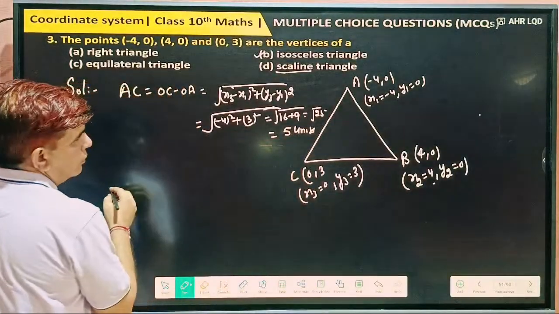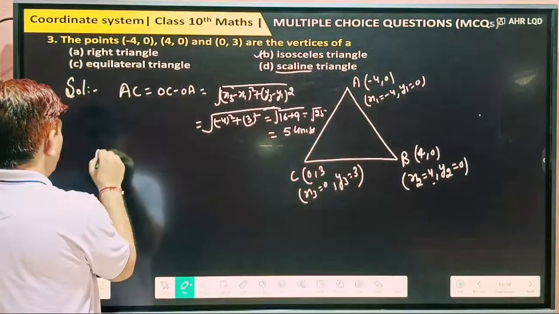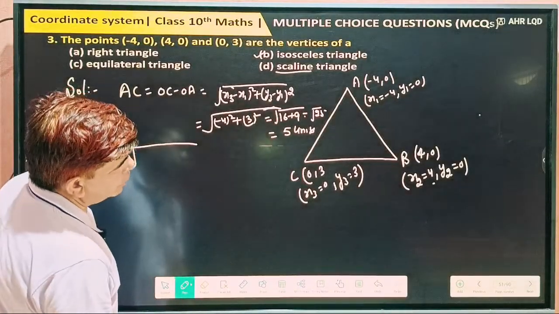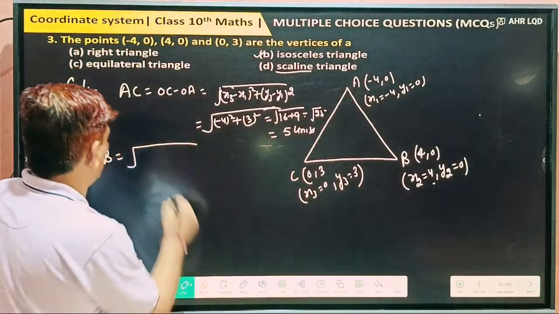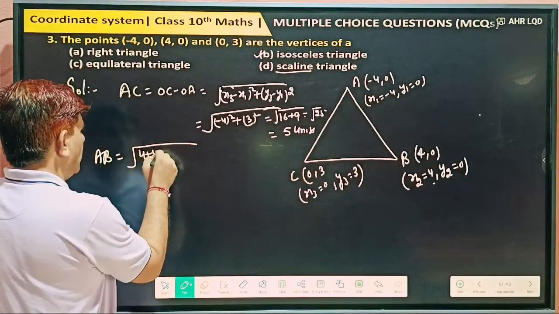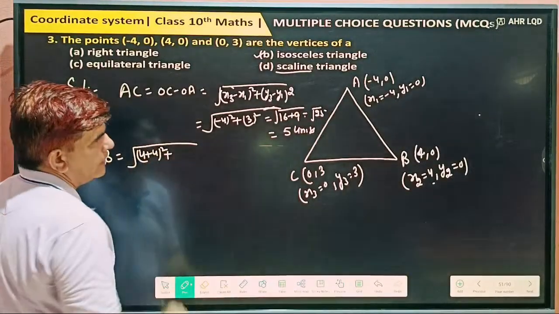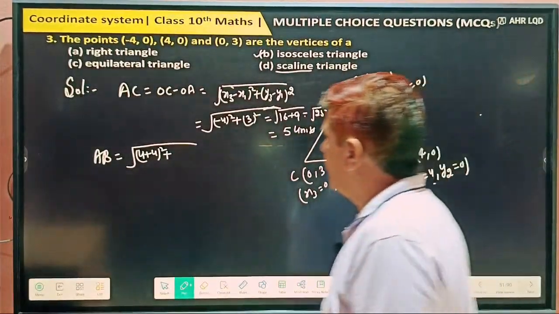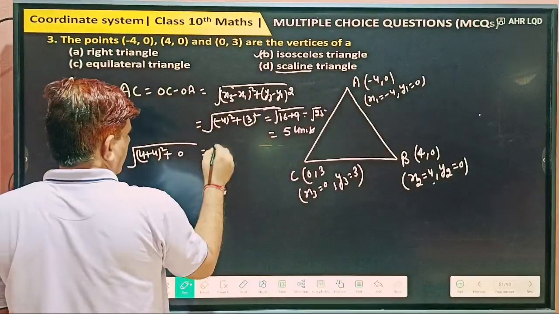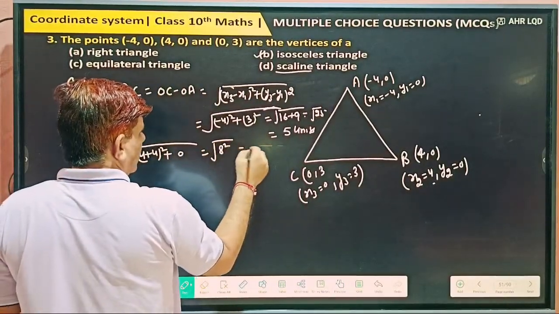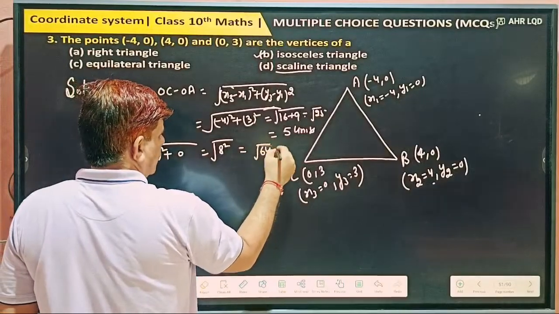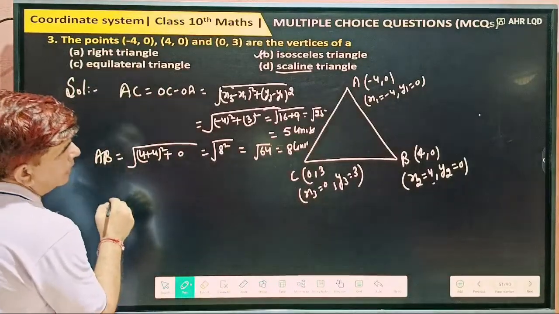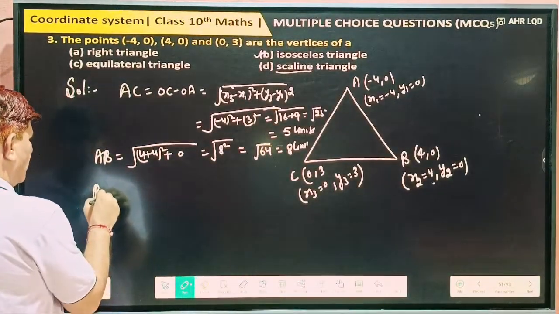5 units. Now find out AB in the same way. Directly I am writing here, AB equal to what? x2, 4 minus minus 4, whole square plus 0 minus 0 whole square. So 4 plus 4, under the root 8 square, is equal to under the root 64, which is equal to 8 units. Then after AB and AC, find out BC.